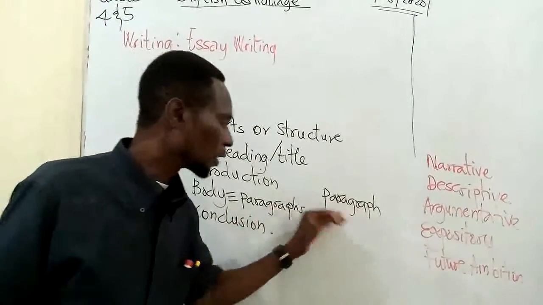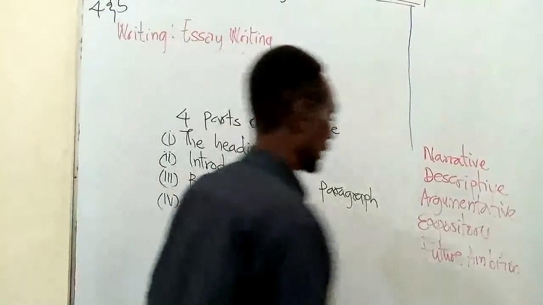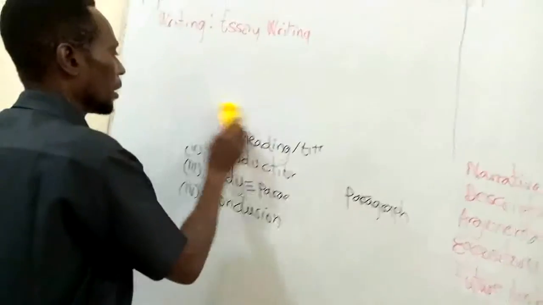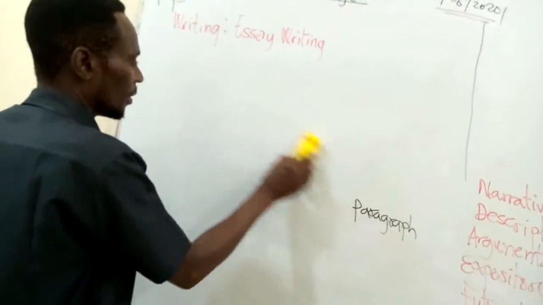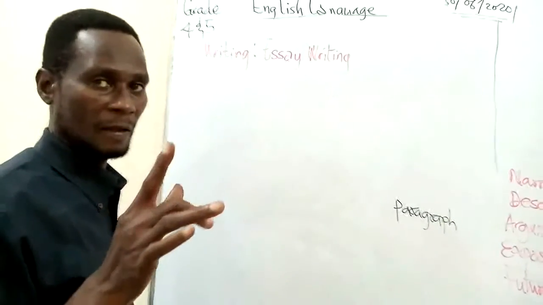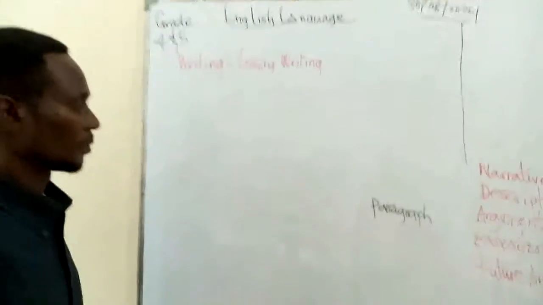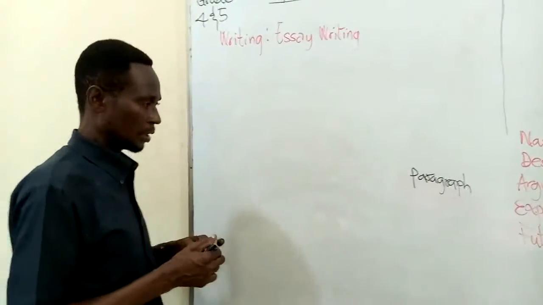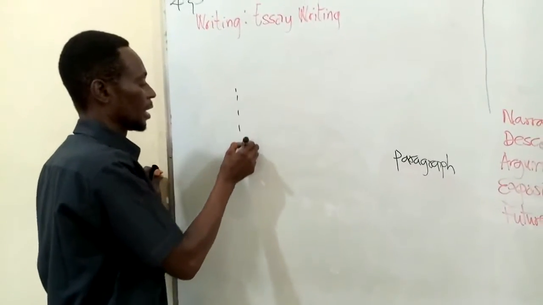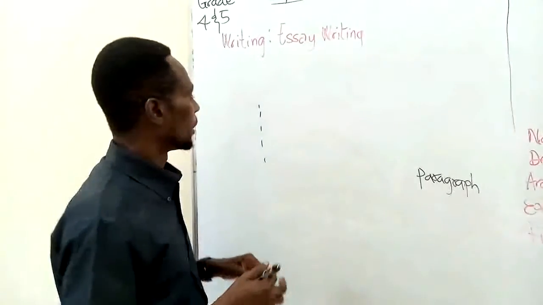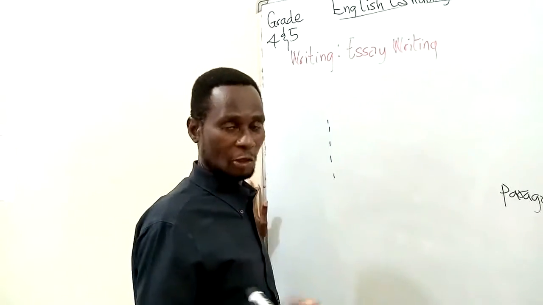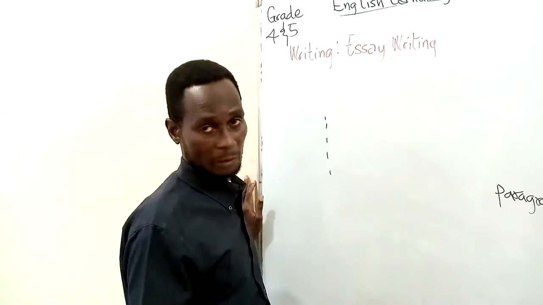Now, what is a paragraph? A paragraph is simply a body of writing with what we call a topic sentence. So if you are writing 5, 6, 7, 8, 9, 10 paragraphs in your body, it means that you have 5, 6, 7, 8, 9, 10 points to expatiate, to explain. That is what it means.